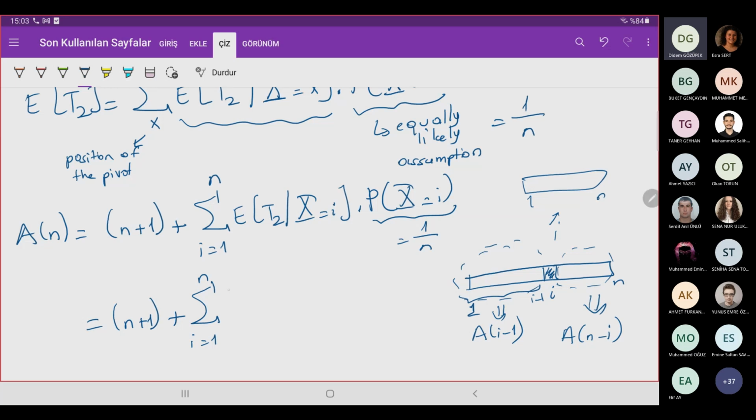Summation i from 1 to n of (i minus 1), because I run both of them and sum them up: A_{i-1} plus A_{n-i}, times 1 over n. The 1 over n comes from the equally likely assumption. So 1 over n, I can take outside because it doesn't depend on i.